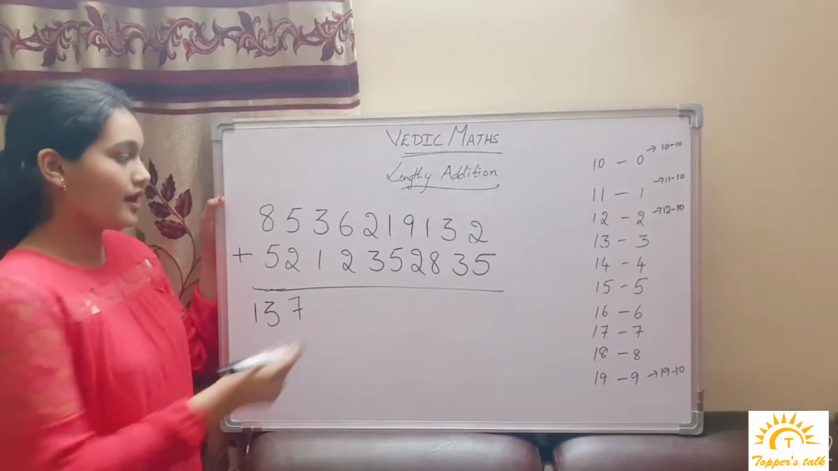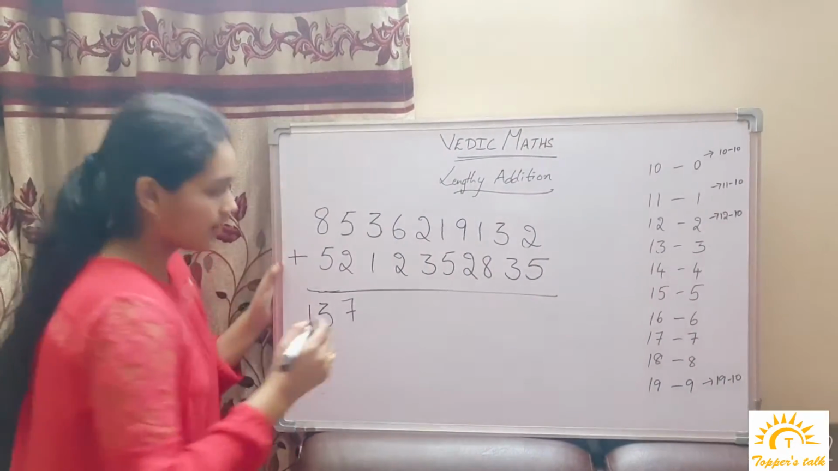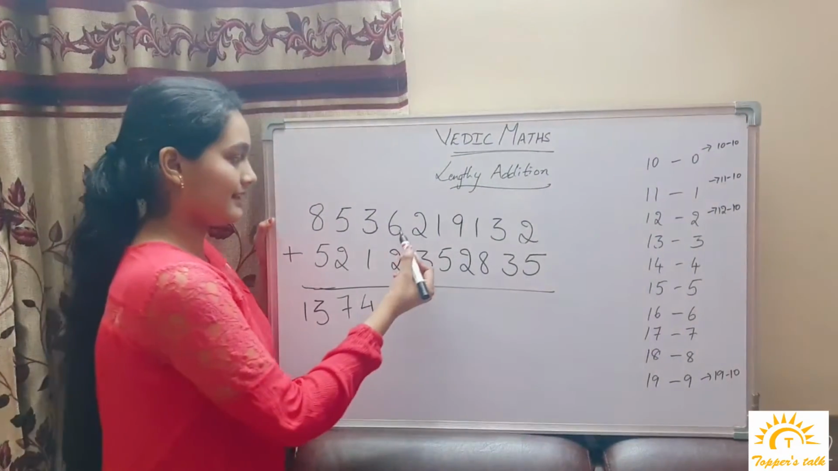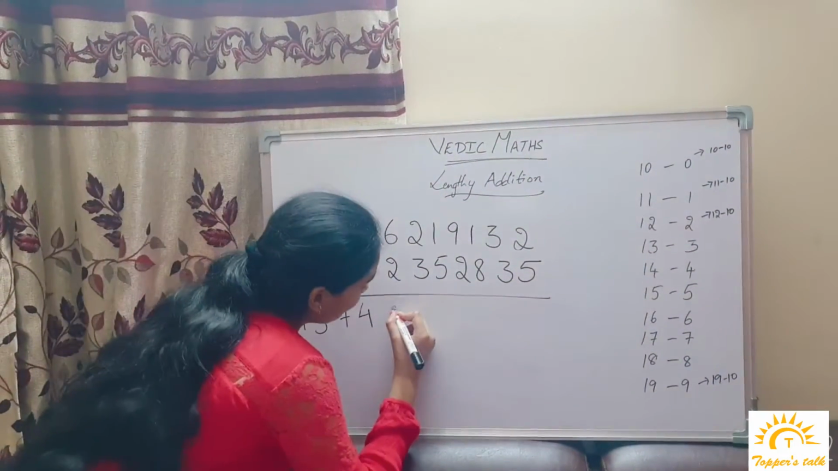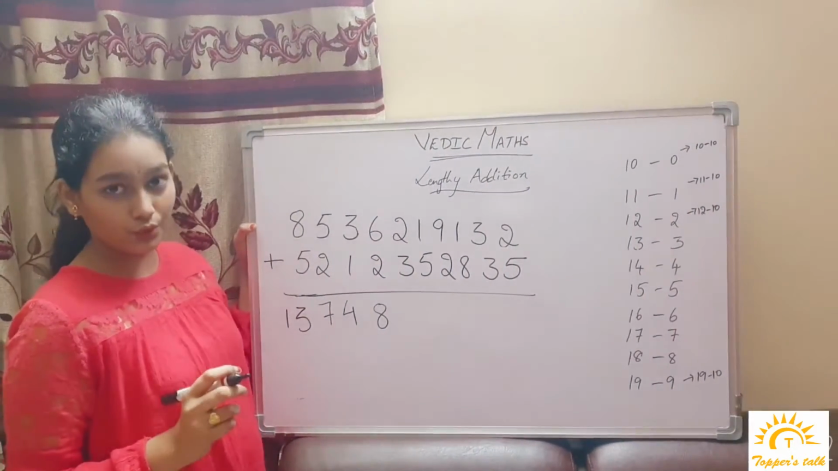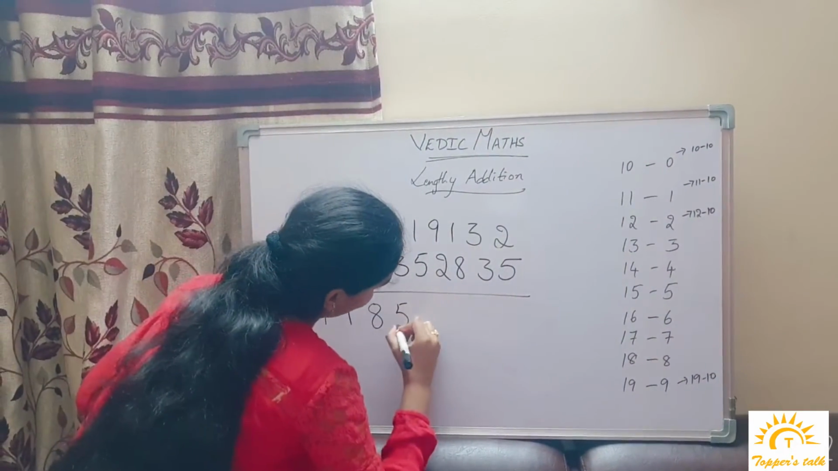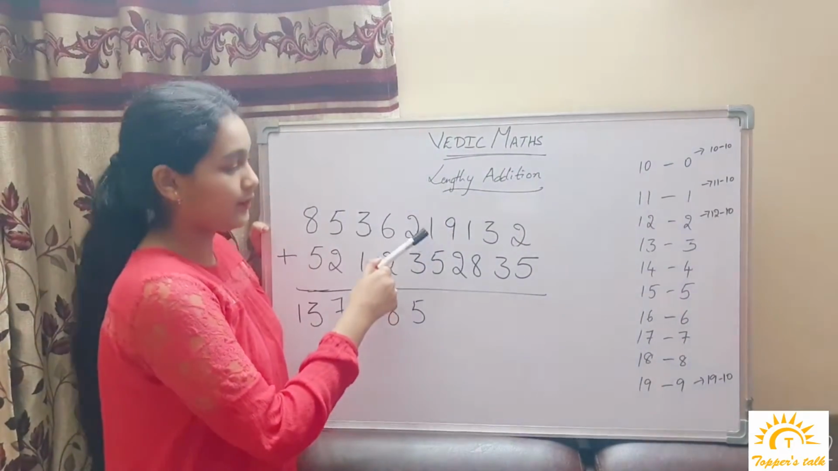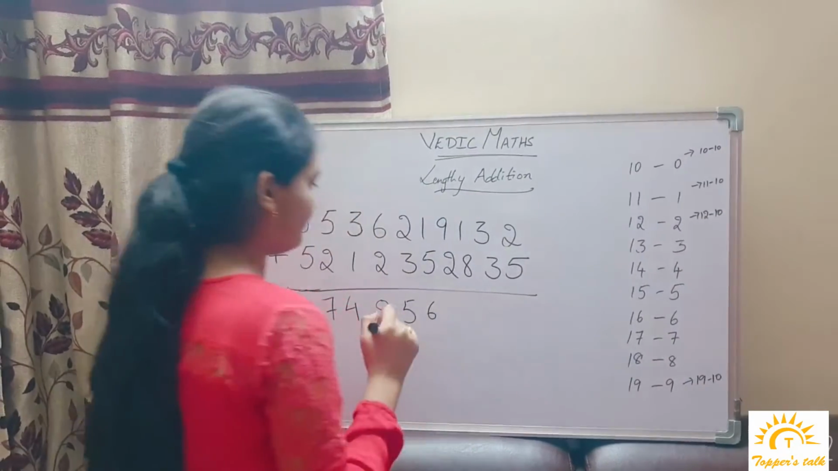Next, we should do 3 plus 1. 3 plus 1 is 4. So we should write that 4 over here. And next, 6 plus 2, which is 8. I wrote it over here. Next, 3 plus 2. 3 plus 2 is 5. So write that 5 over here. Next, we have to do 1 plus 5. 1 plus 5 is 6. So I'm writing that 6 over here.